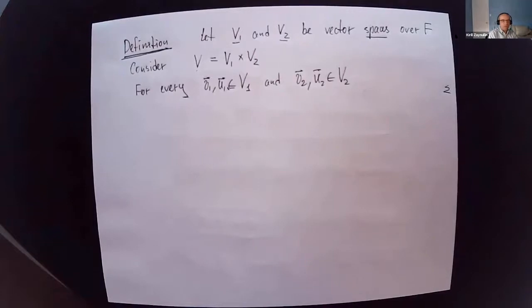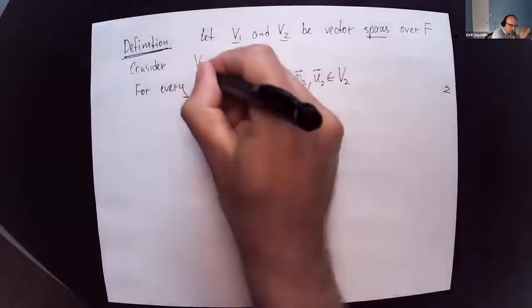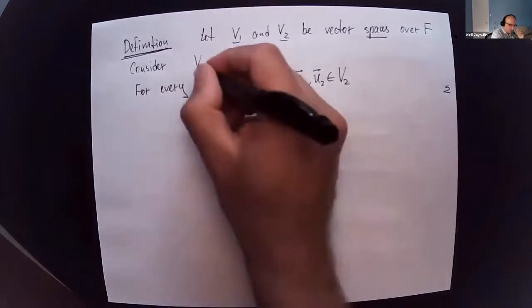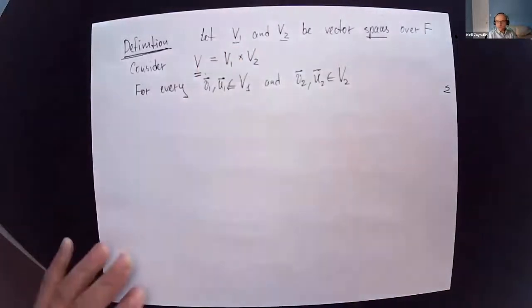So we are given two vector spaces, V1 and V2. And what do we do? Let's look at the Cartesian product of these two vector spaces as sets. So we get a new set, V. And then I'm going to introduce the addition of vectors and the scalar multiplication on this set V. And how do I do this?